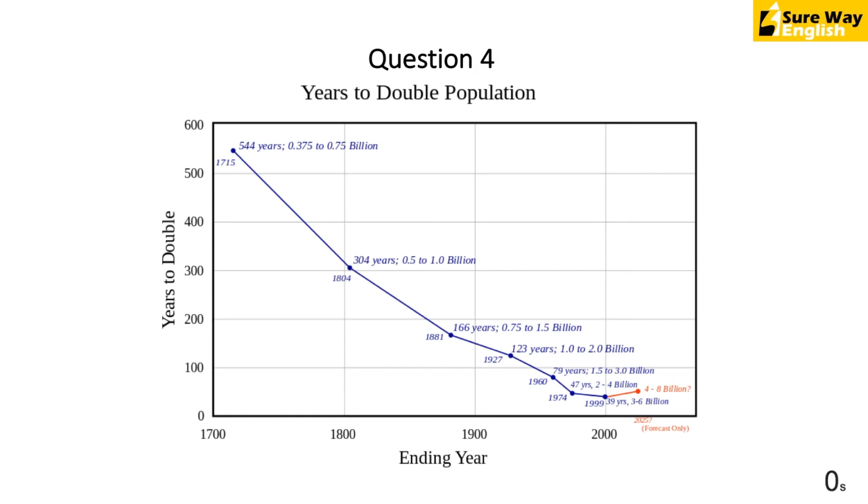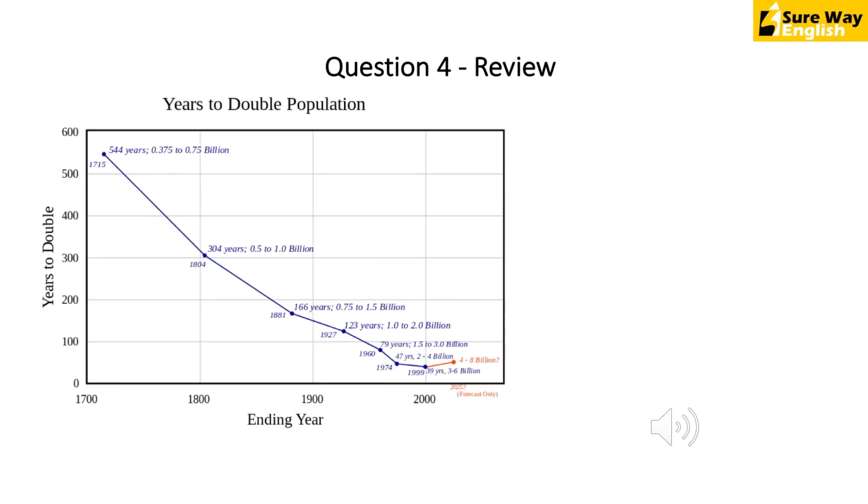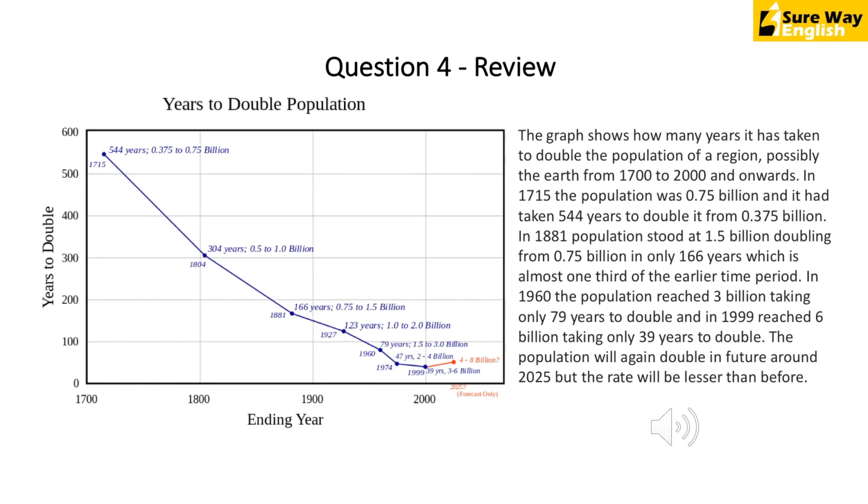Alright, so that's 40 seconds. Let's go ahead and have a look at the sample response. Here we are. The graph shows how many years it has taken to double the population of a region, possibly the Earth, from 1700 to 2000 and onwards.